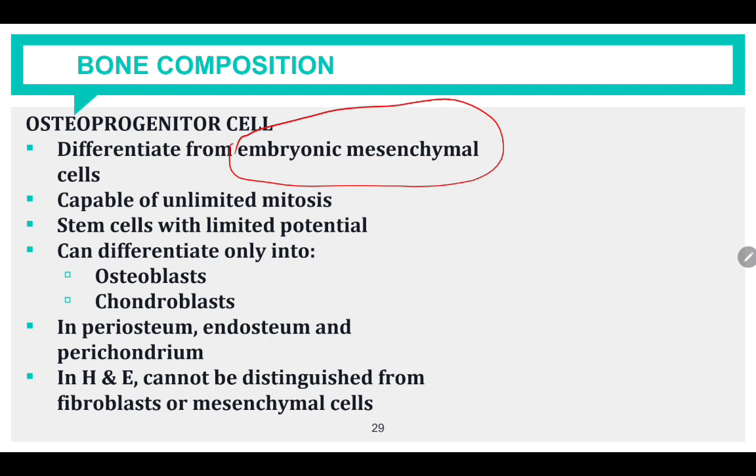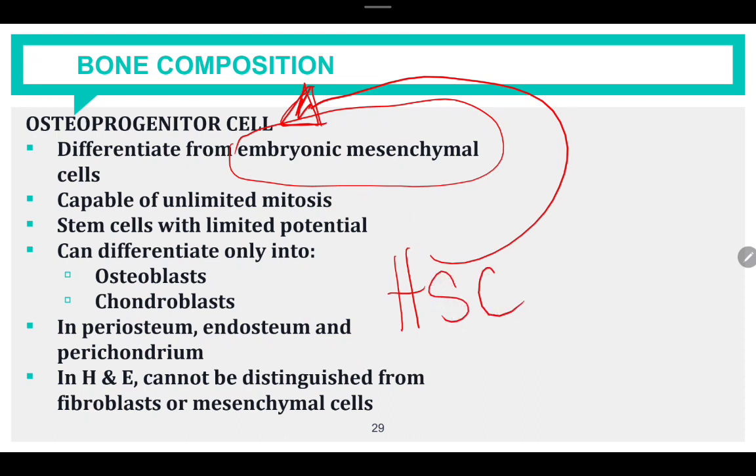Whenever our body is depleted of osteocytes, not osteoclast, because osteoclast actually is not created by your osteoprogenitor cell, but rather your hematopoietic stem cells. But sa mga cells na ginagawa ng ating osteoprogenitor cells, every time na depleted sila, your osteoprogenitor cell will make more of your needed cells. So these are stem cells with limited potential. Though they are capable of unlimited mitosis, they can only differentiate into two, the osteoblast and the chondroblast.